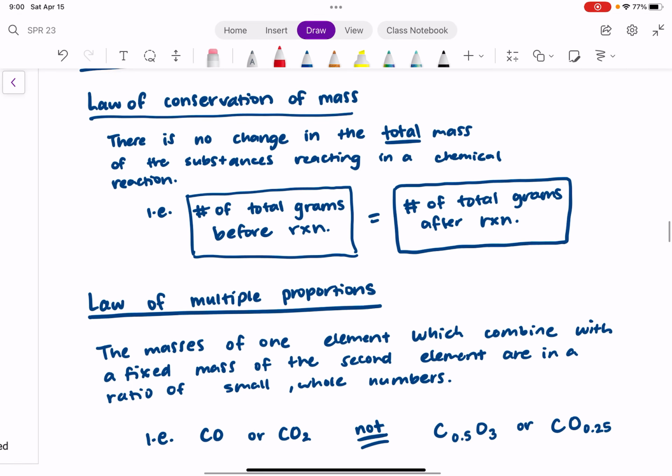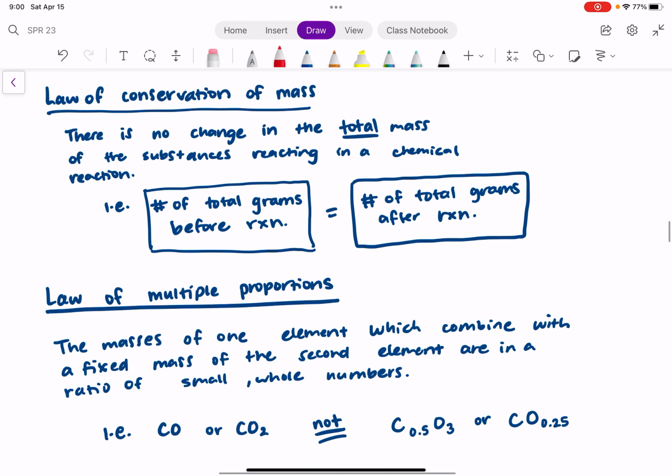So this brings me to a couple side notes. John Dalton's atomic theory kind of gave way to these laws that we have. So there's the law of conservation of mass, which says that there's no change in the total mass of the substances reacting in a chemical reaction. So what does that mean? That means that the number of total grams that you start with before the reaction is the same as the number of total grams that you get back after the reaction. You might have some different substance at the end, right? Things might be bonded differently, but you still have the same number of total grams before and after.